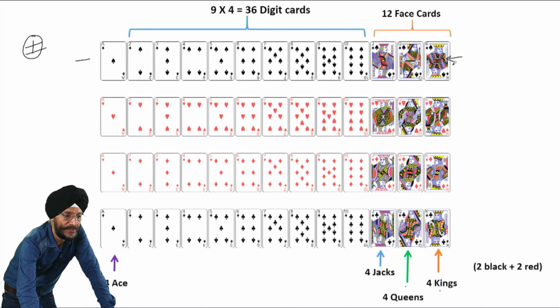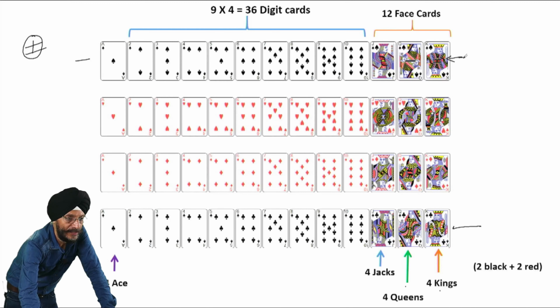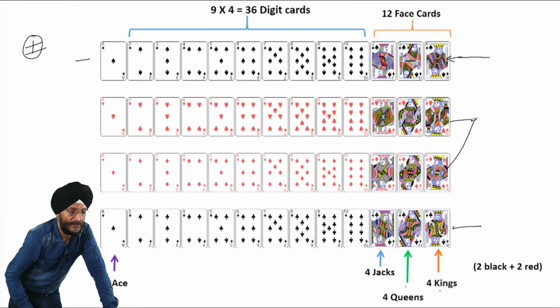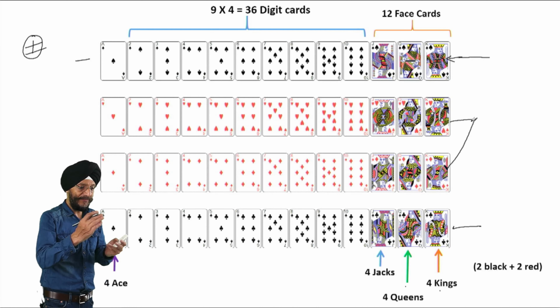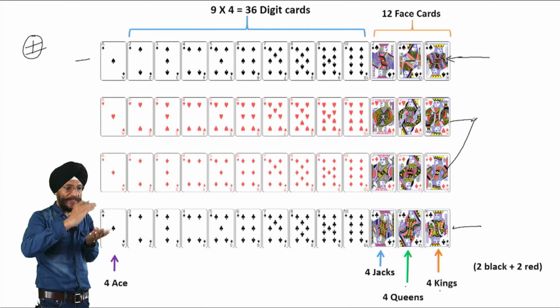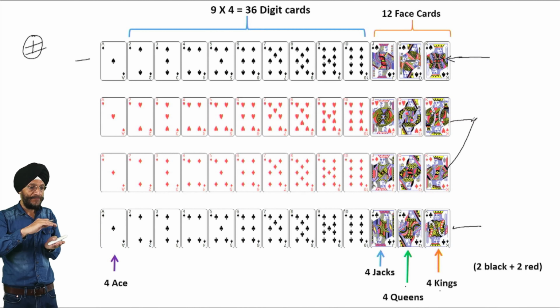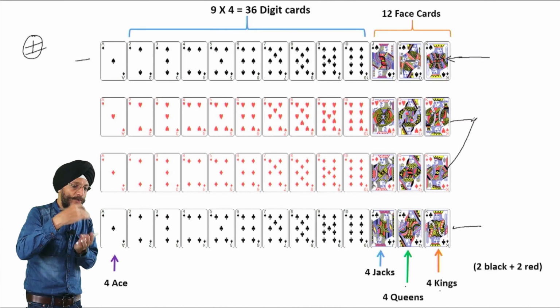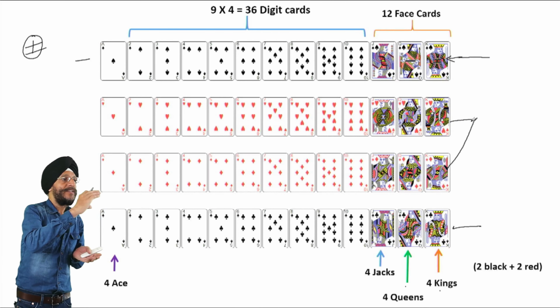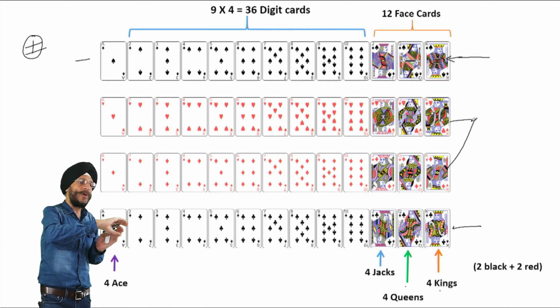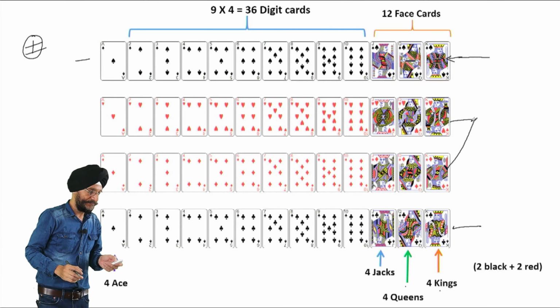You will also observe that out of these face cards, 2 are black, 2 are red. You can see here that this king is black in color, this king is also of black color. Here, these 2 are of red color. In the same way, 2 jacks are of red color. 2 queens are of black color, 2 of red color. In the same way, with the ace cards, 2 are red, 2 are black.